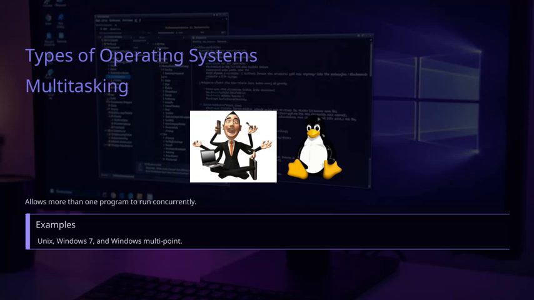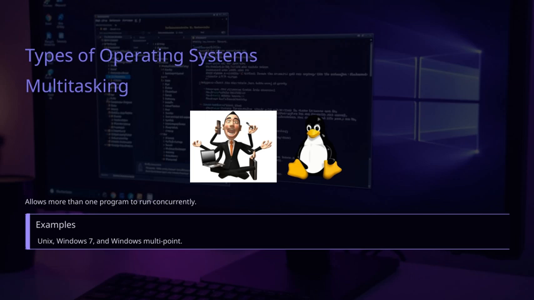Now, let's talk about the different types of operating systems, starting with multitasking. Multitasking is a key feature because it allows more than one program to run at the same time. This means you can, for example, have a web browser open while running a word processor or listening to music, all at once. It's what makes modern computing so efficient and user-friendly.